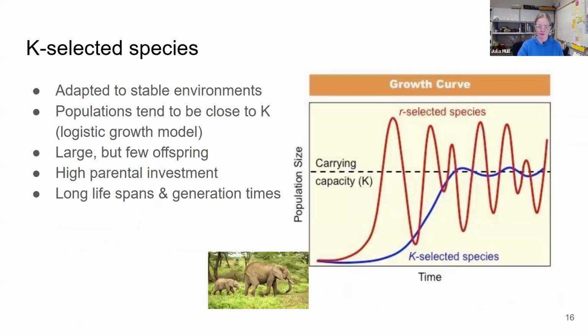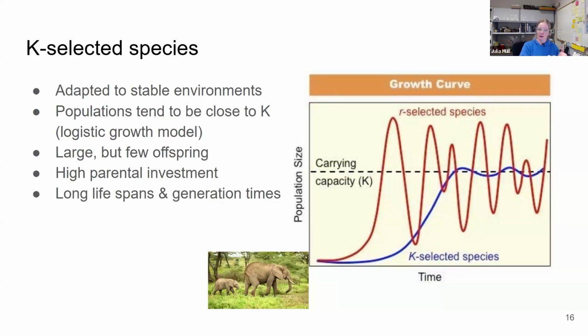K-selected species are really going to be using that logistic growth model, and that's represented by this blue line here in this graph. They tend to be adapted to stable environments and have stable population sizes that are close to the carrying capacity, right? And remember that carrying capacity can be adjusted. So remember that K is that mathematical term for carrying capacity. That's where the K-selected comes from.